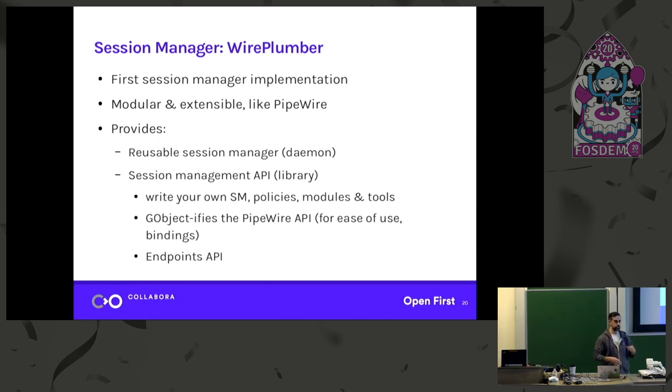It's written using GObject. It provides a GObjectified API on top of PipeWire for ease of use and for enabling bindings in other languages. That would be super useful. And it also provides an API which is called the endpoints API, which is very useful for implementing policies. I'm going to explain that.